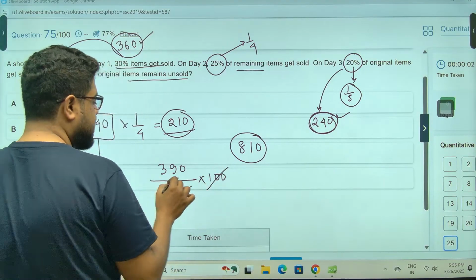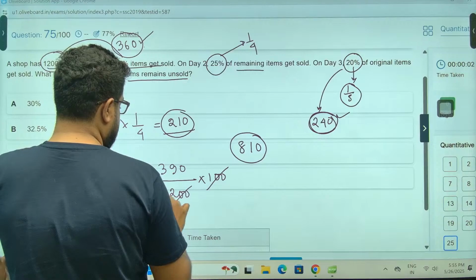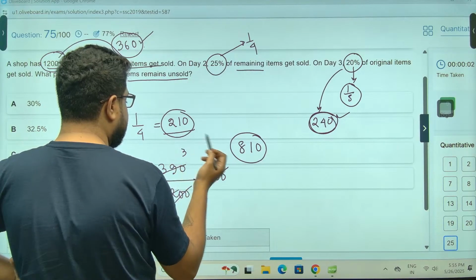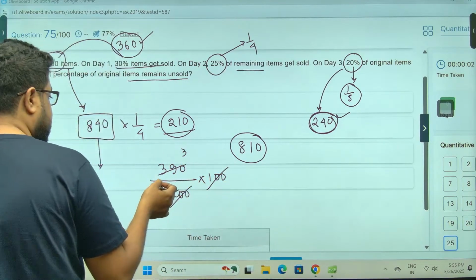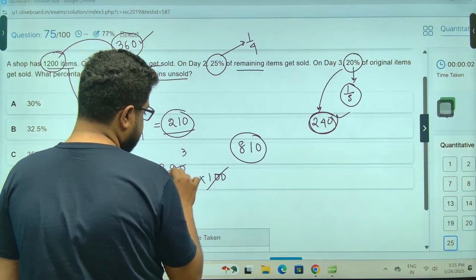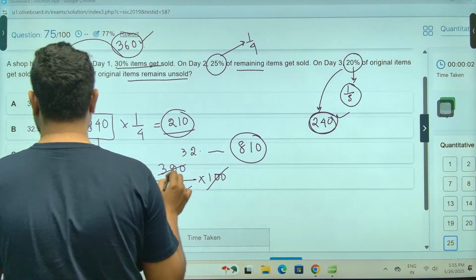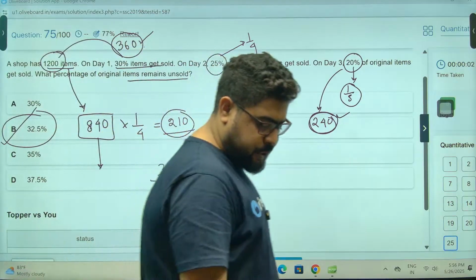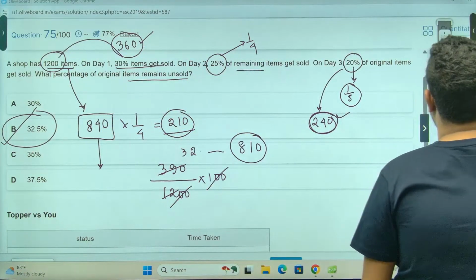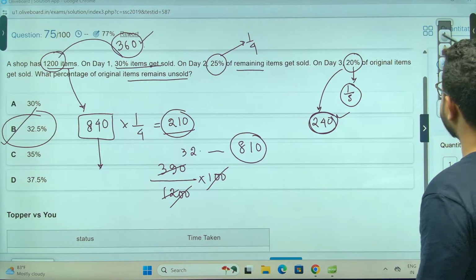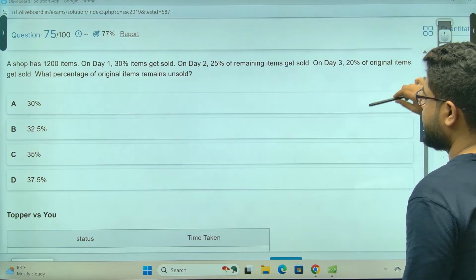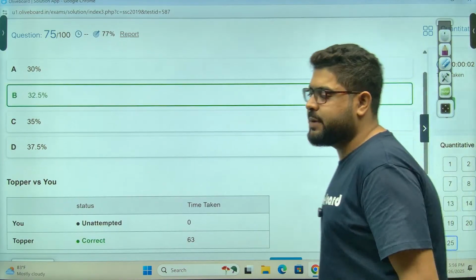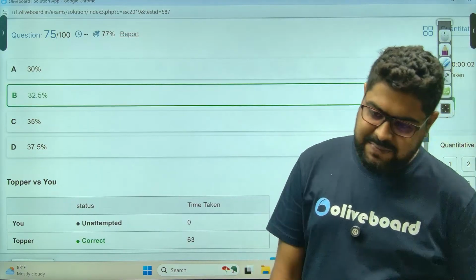They're asking for the percentage. Sir, 30% is 360. So it is 32 point something, which is option number B. Option number B, sir. Done, sir. Option B is your correct answer.